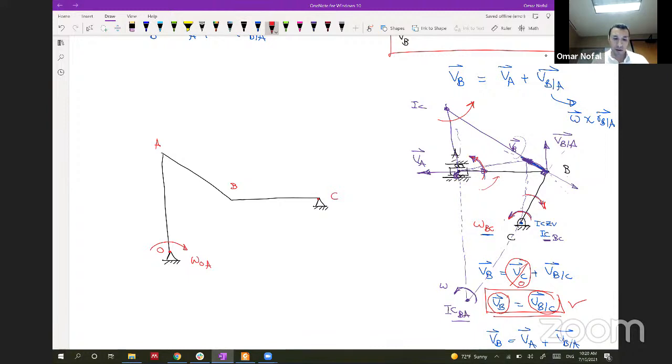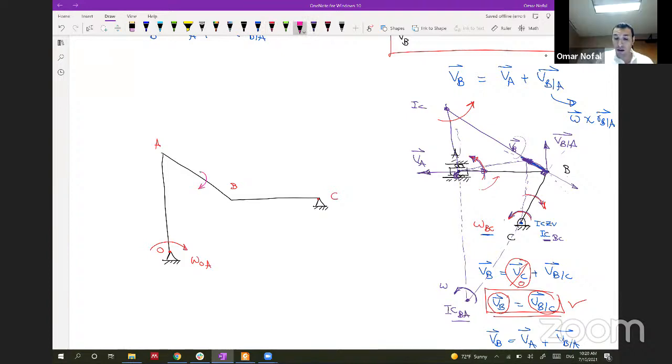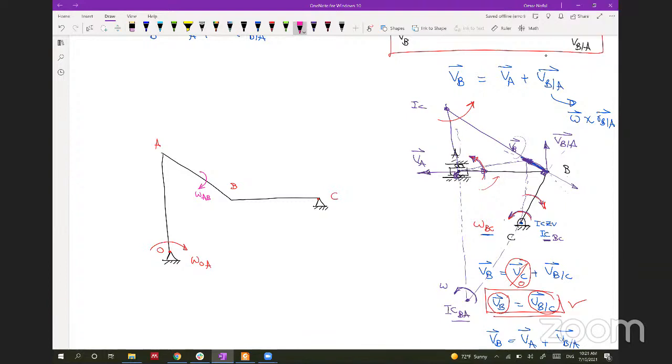So what do you think, guys? How about the arm AB? If we have OA moving this way, what about the omega of AB? Does anybody know how the AB will be moving? Is it clockwise or counterclockwise? Wouldn't it be clockwise as well? Exactly. So what about the arm BC? Is it going to be counterclockwise or clockwise? So if we have OA moving this way, yeah, go ahead. Oh, I was going to guess clockwise again.